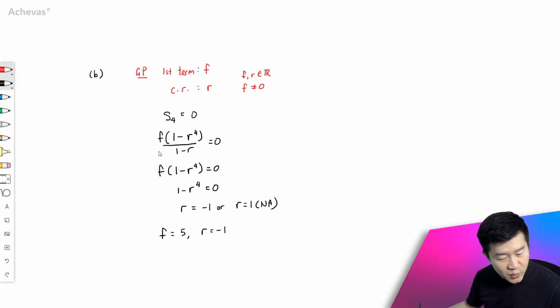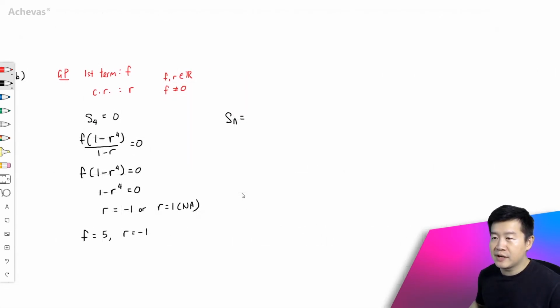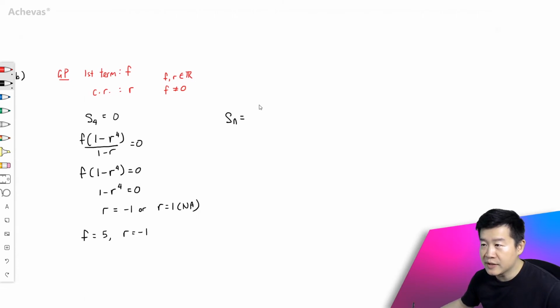And according to the question, we are supposed to find the sum of the first n terms in terms of f. So the sum of the first n terms, Sn, will be the first term f, times 1 minus the common ratio, which in this case is minus 1 all the time, so minus 1 to the power of n, divided by 1 minus minus 1.